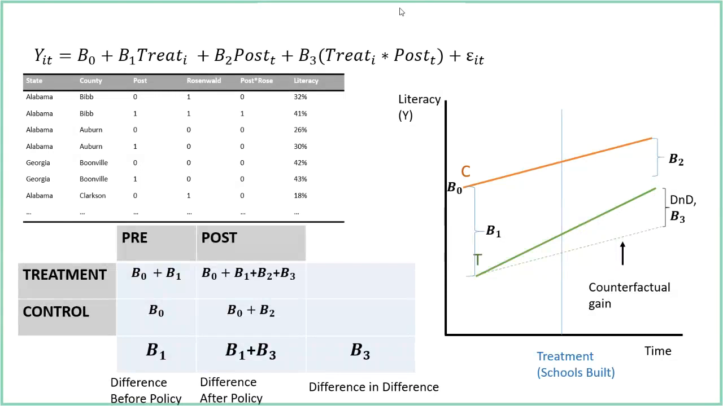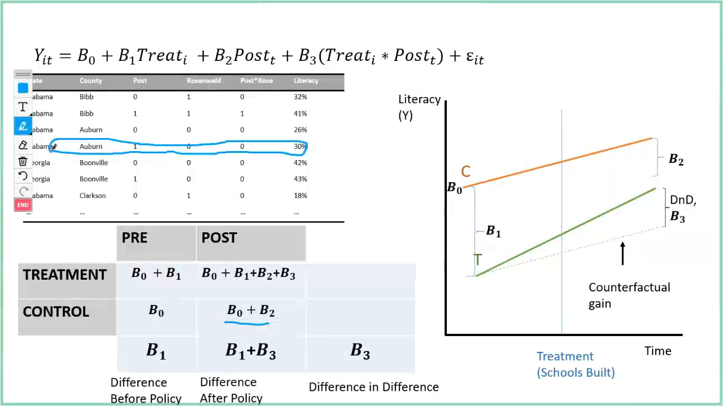What is the average literacy for control schools after Rosenwald schools were built? It's going to be beta 0 plus beta 2. Again, like Auburn County afterwards, think of it as the average of observations like this one, where post is equal to 1, because we're now talking about after the Rosenwald schools were built elsewhere. The intercept applies to everyone, but the interaction term is going to be equal to 0, because these are counties that were never treated. So beta 0 plus beta 2.